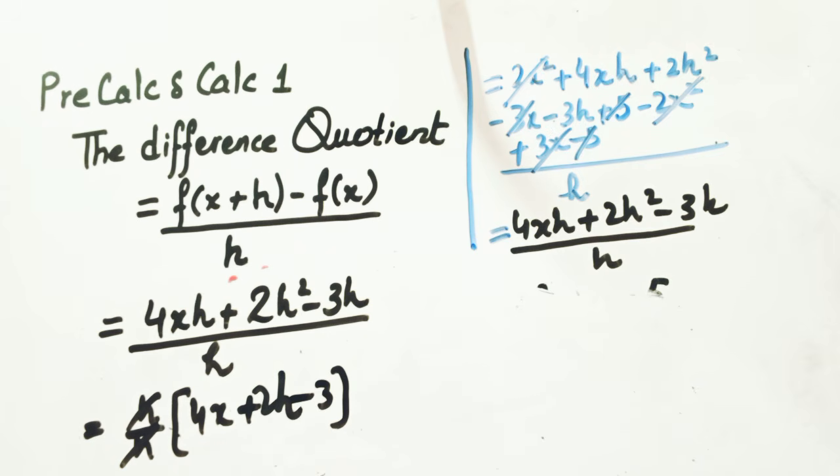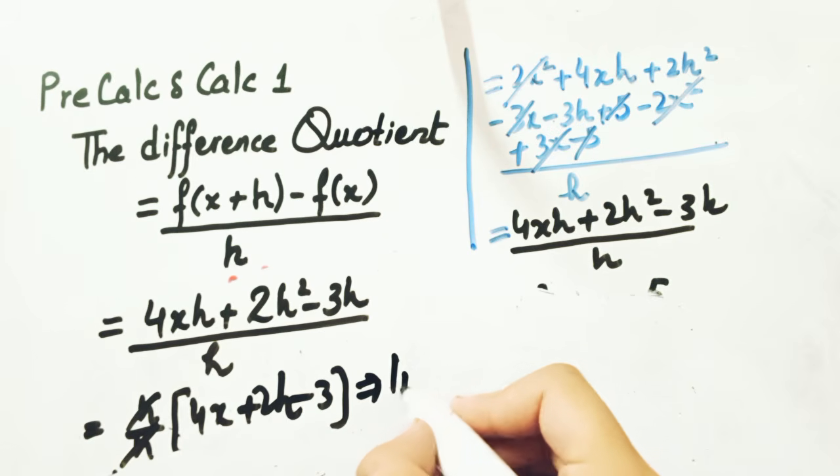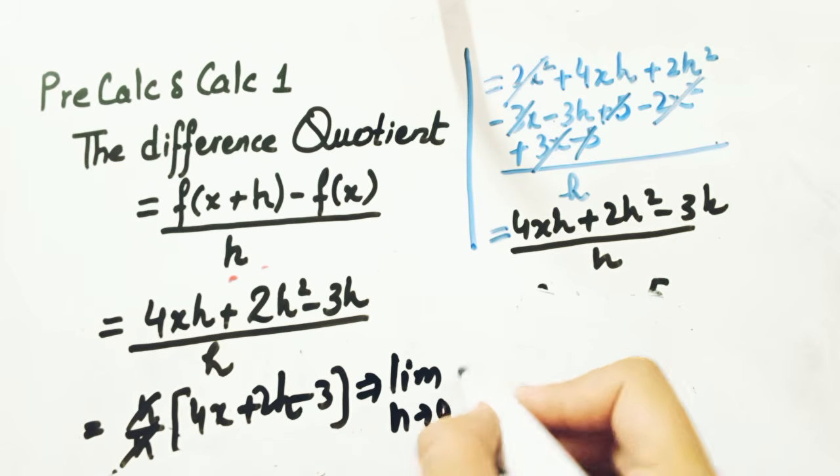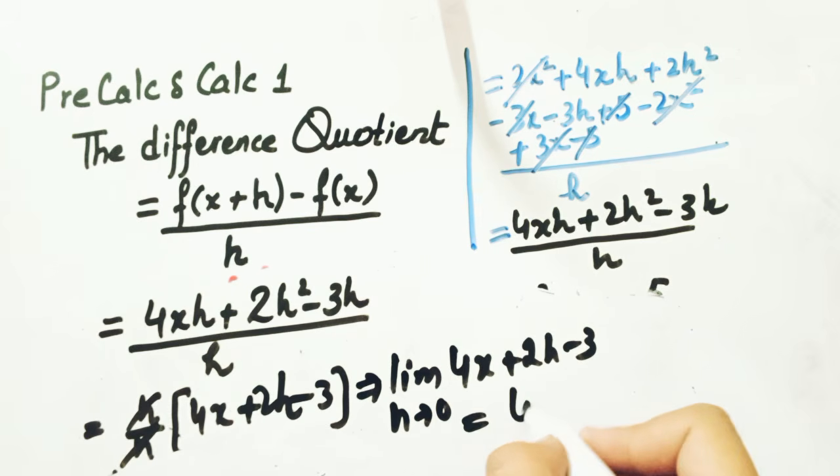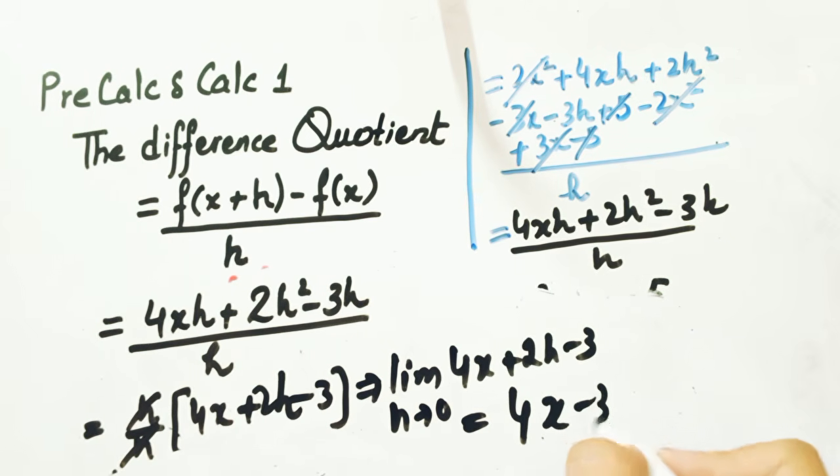If you are in Calculus 1, your next step later this term will be letting h approach 0, which leaves us with, as we will write, limit h approaches 0, 4x plus 2h minus 3. Apply this limit, we get 4x minus 3 because h is 0. So this is the answer of your algebraic problem.